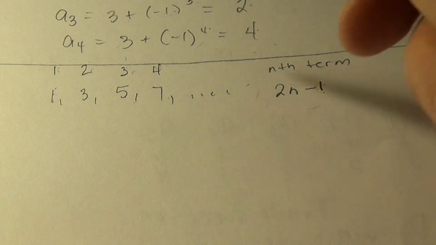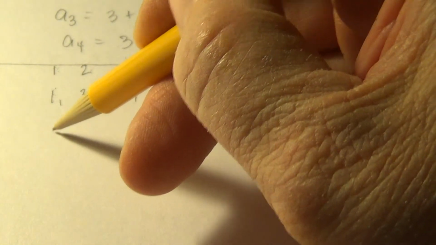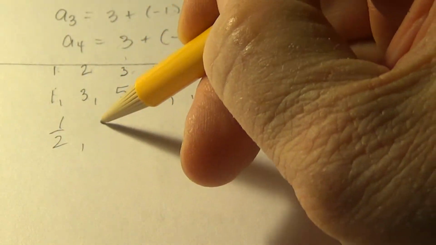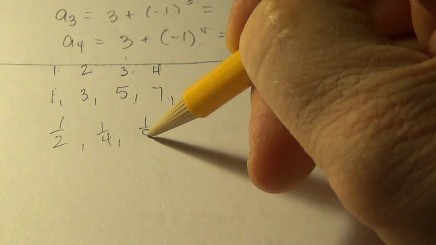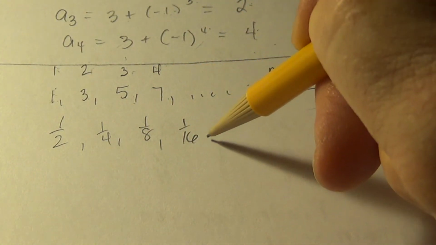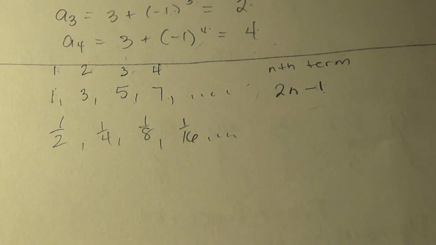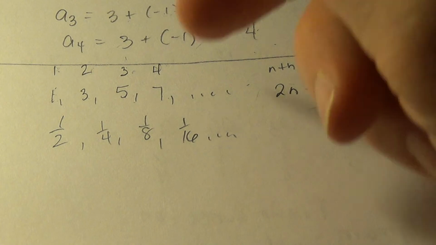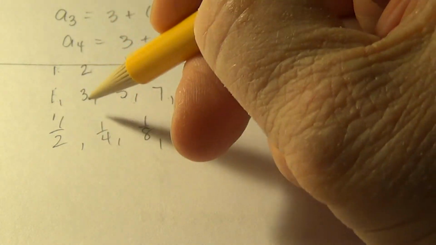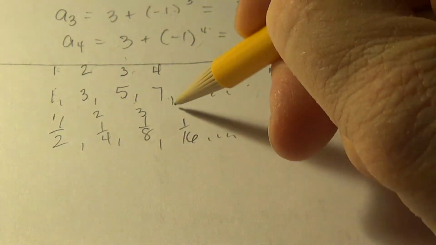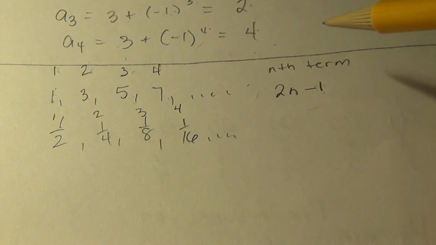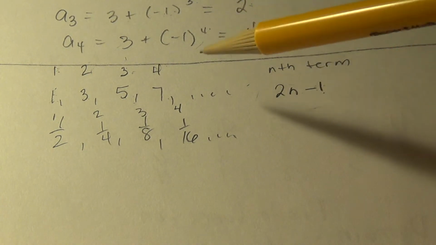So let's try another one. Let's do 1/2, 1/4, 1/8, 1/16. See if you can think of the nth term for that. You can turn off or pause the video. See if you can think of the nth term. Again, this is going to be associated with 1, 2, 3, and 4. All right, this one is a little simpler.